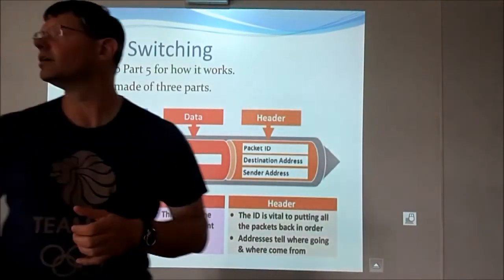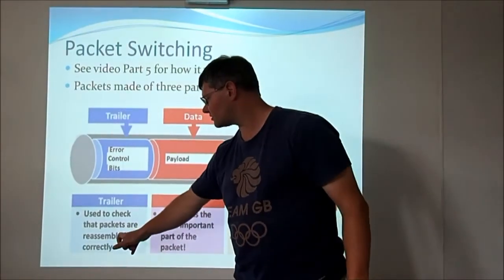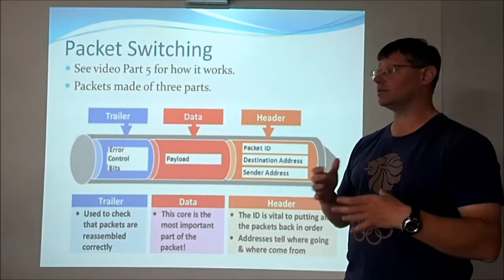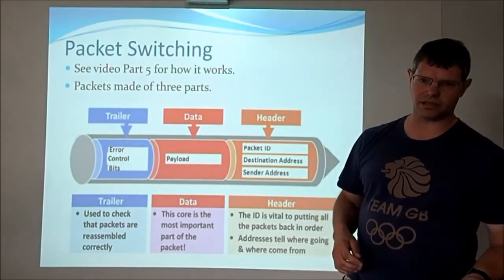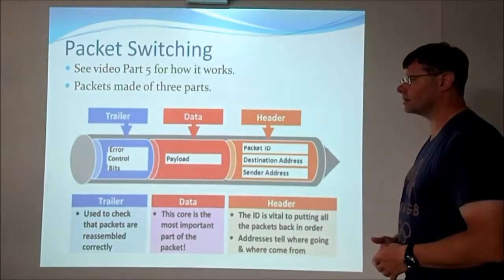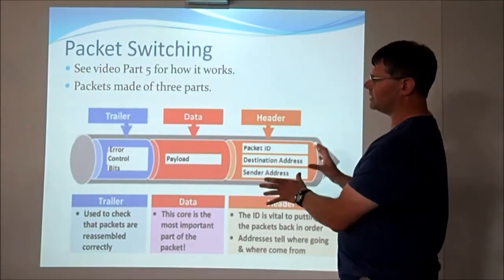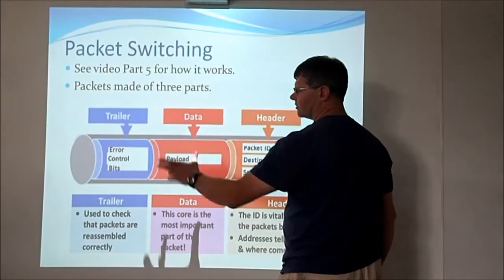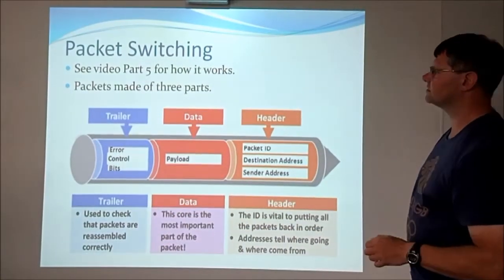And we're back. So, the trailer bit at the end, that's just used to check that the packets are reassembled correctly. So it's another little way of checking, along with the packet ID, that everything's been put together properly. And if it hasn't, it'll come up with an error and hopefully resort it and get the stuff resent again. So that's how packets are made up. You've got a header, you've got the data bit, and you've got a trailer. And that's a lot of those parts. So, that's done. Next.